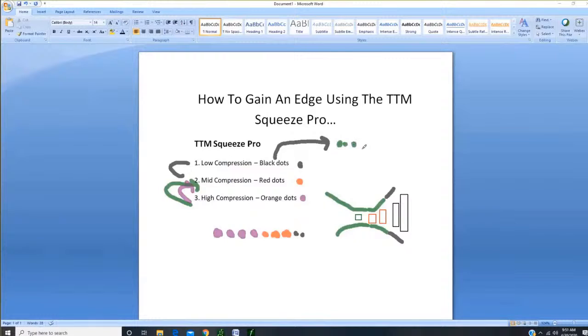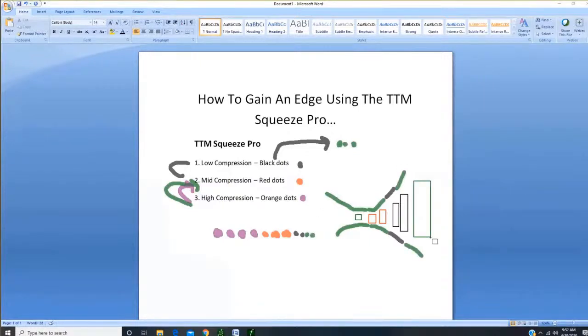Now, this is the TTM Squeeze Pro. The TTM Squeeze only has red and green, so it can only fire from red to green. But when you have the Pro, it's got all sorts of different colors. So this is still fun. This is not going to be as great a concept with the regular squeeze, but pay attention because you'll still understand what I'm saying. So the black fires to the green.